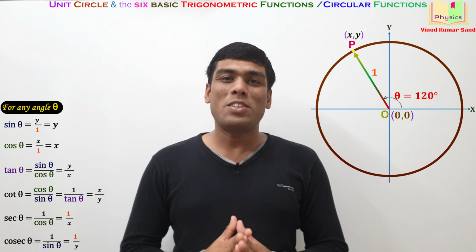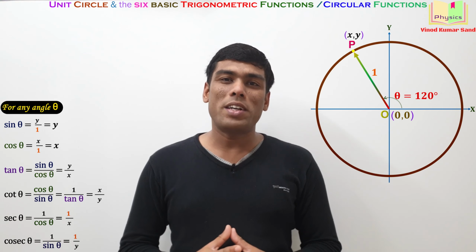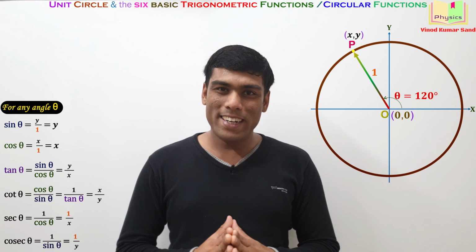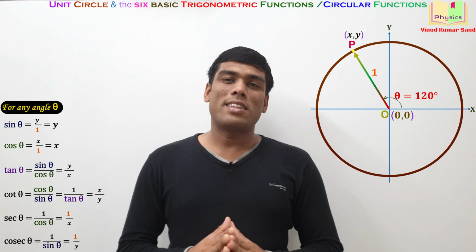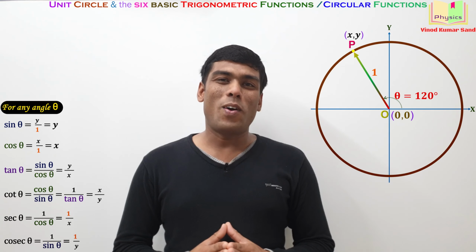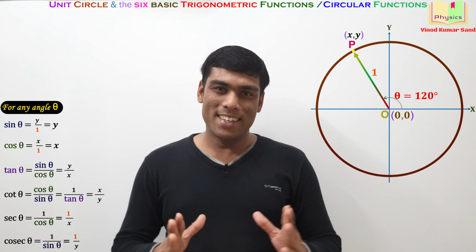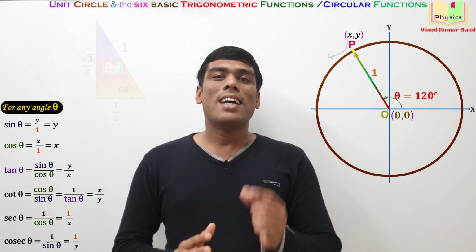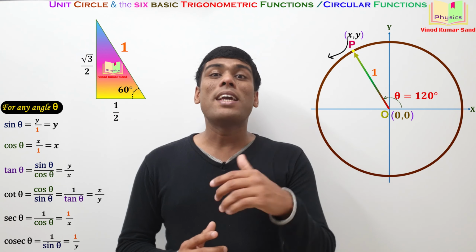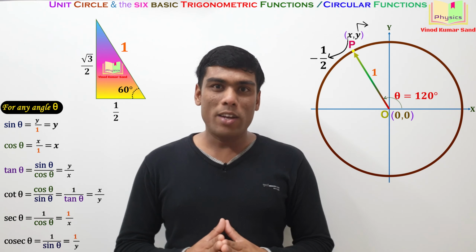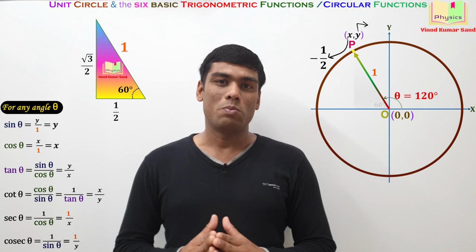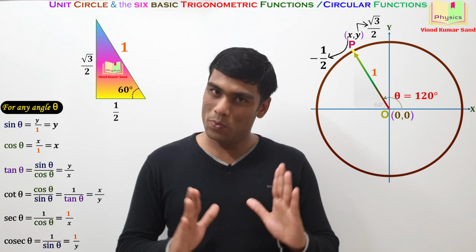Now we'll try to determine the values of sine 120 degree, cos 120 degree and tan 120 degree. Look at the point P. Can you tell the coordinates of point P? It's easy actually. The x coordinate of point P will be minus 1 by 2 and the y coordinate of the point P will be equal to root 3 by 2.